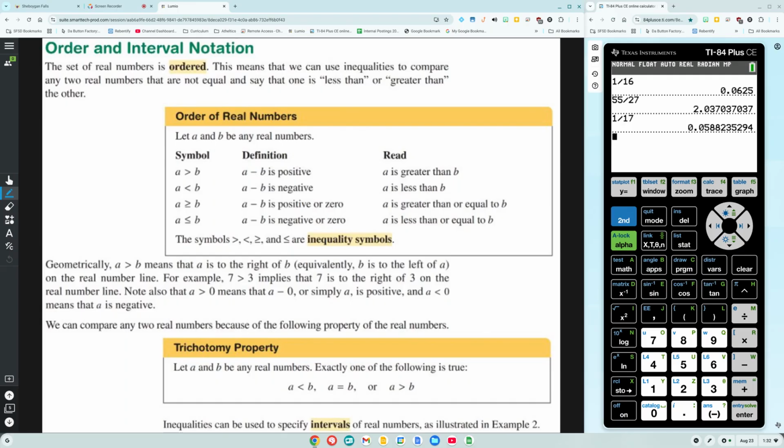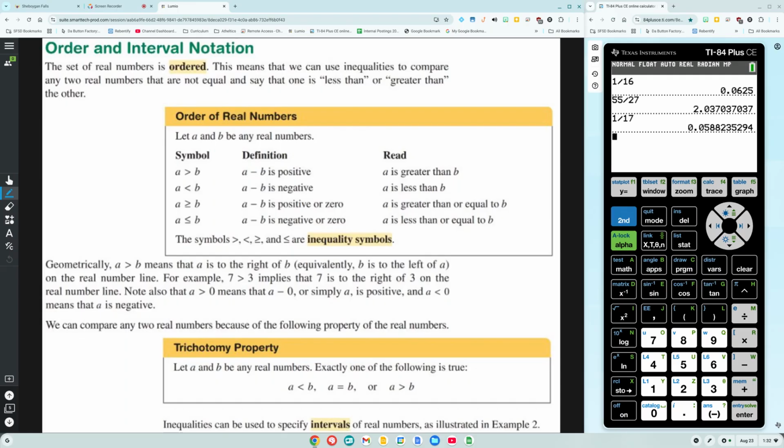Don't really worry about the trichotomy property, but it does make sense if you stop and think about it. That means if I'm comparing two numbers, either they're the same number, one's less than, or one's greater than. That's all that means. Again, something super, super basic. You probably just never heard it called by name before.